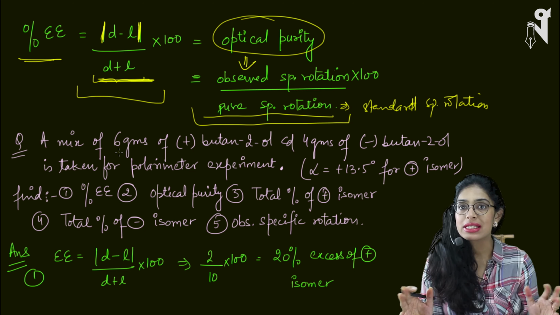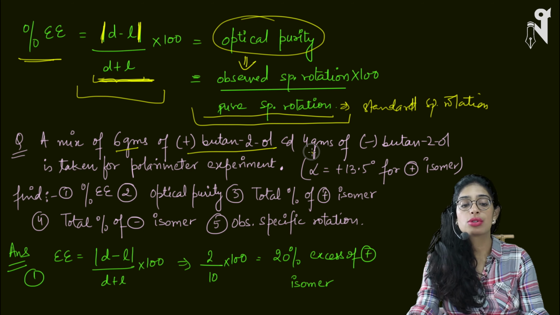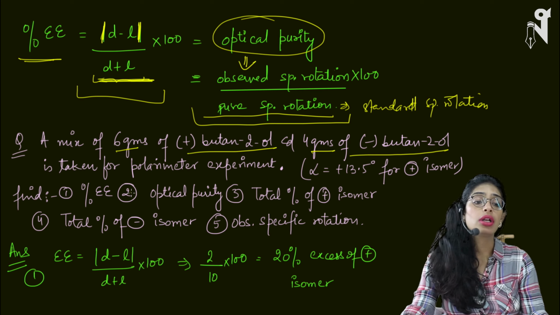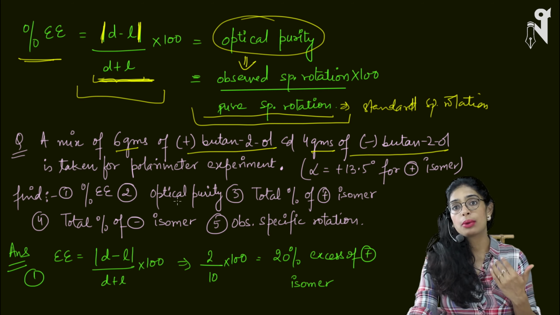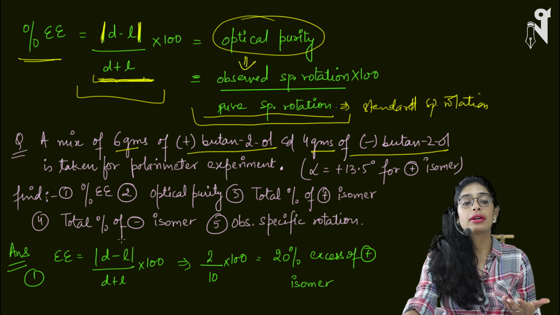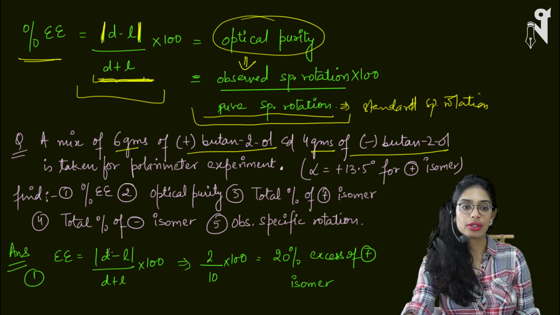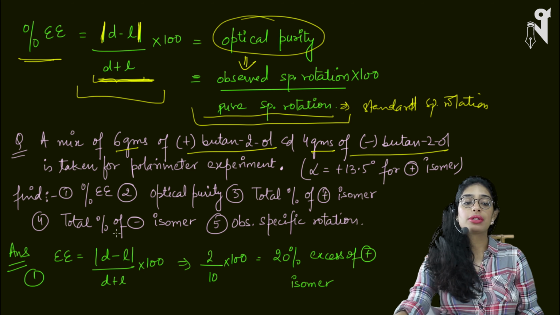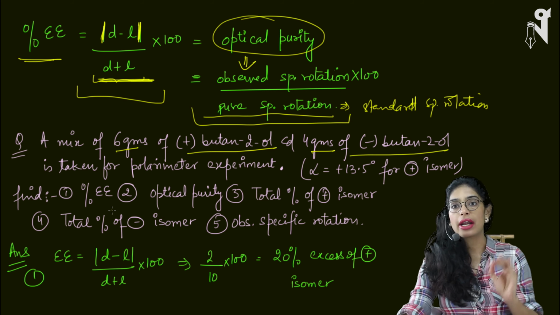Questions are very simple, and you get such kind of questions in exam. If you have a mixture of 6 grams of plus butane-2-ol and 4 grams of minus butane-2-ol. So we have not spoken about the percentage over here, we have spoken about the mass. In D minus L here you can have mass also, you can have volume also, you can have other concentration also, it can be anything. So you can just place the direct values. This is taken for a polarimeter experiment. The exact pure specific rotation for the plus isomer is plus 13.5. This is the standard value.